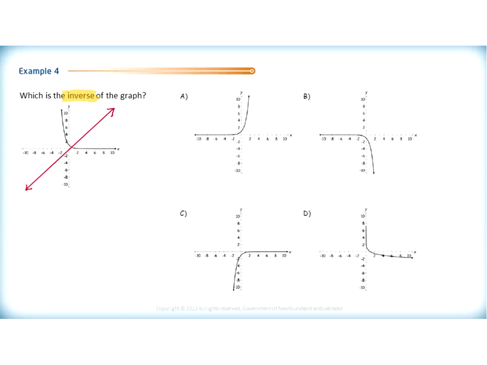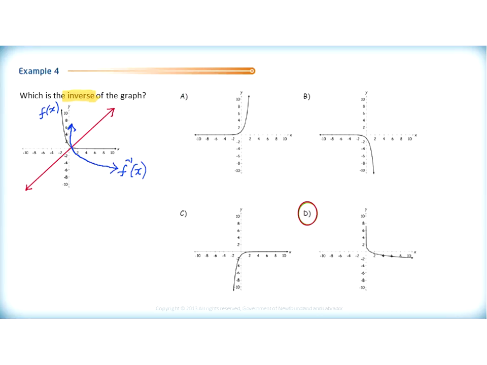The reflection in the graph will go very, very close to the y-axis, but it will not touch it. So the graph of your inverse function should look something like that if the original function f of x is given. So the only graph that corresponds with that one is D as a multiple choice answer. So D is the multiple choice answer for that example.